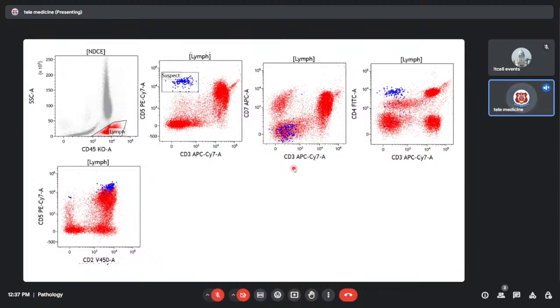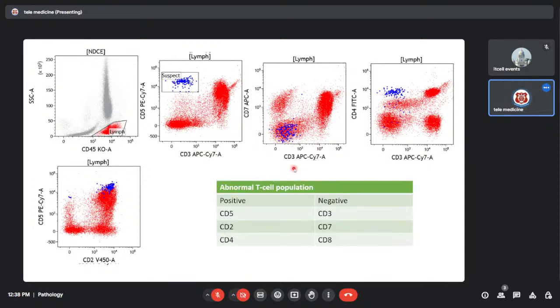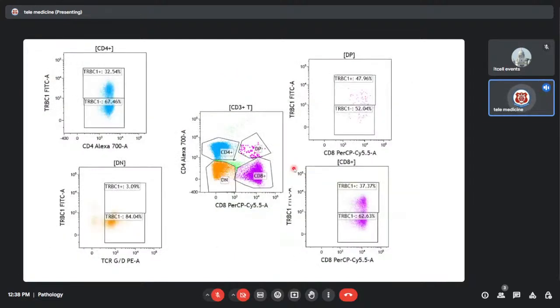It shows up on all the plots. So that population appears to express only CD4, right? No CD8. What about CD2? That is normal. But what about CD7? The blue cells, they lack CD7. So they are CD5 positive, but they lack CD3, they lack CD7, and they are expressing CD4 as well. So this is the phenotype that you frequently have in T lymphoid HES, hypereosinophilic syndrome, due to a small T cell clone. So now we did TRBC1.